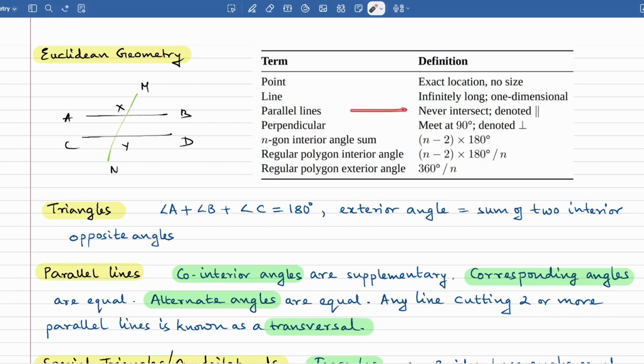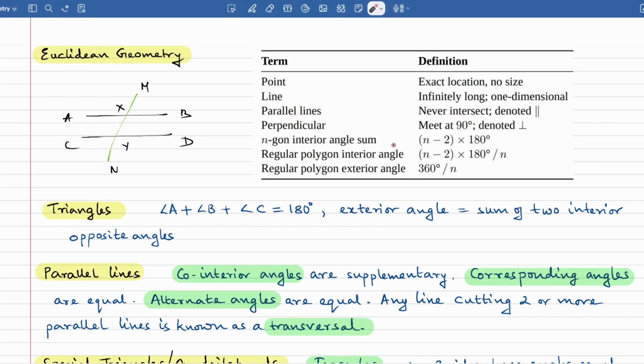Parallel lines never intersect. They are denoted by this symbol. So here is an illustration of parallel lines. Perpendicular lines meet at 90 degrees, denoted by this symbol. Parallel lines never intersect. That is true. But there are more lines in mathematics that can be defined as never intersect. For example, asymptotes also do not touch each other. But the difference between asymptotes and parallel lines is that parallel lines are always a fixed distance apart. Okay, asymptotes and the graph get infinitely closer to each other. So although they never meet, there is a subtle difference between the two.